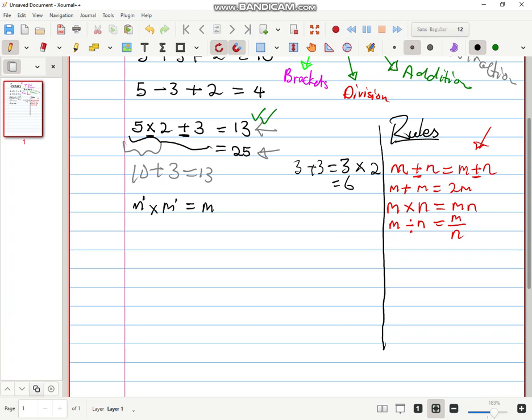Perfect. So when you have m times m, because they have invisible 1s here, you're going to add that 1 on top plus another 1 that is on the other m, right? Then you're going to have m squared, right? So then this is another law which says m times m equals m squared, right? m to the exponent 2, or to the power 2.